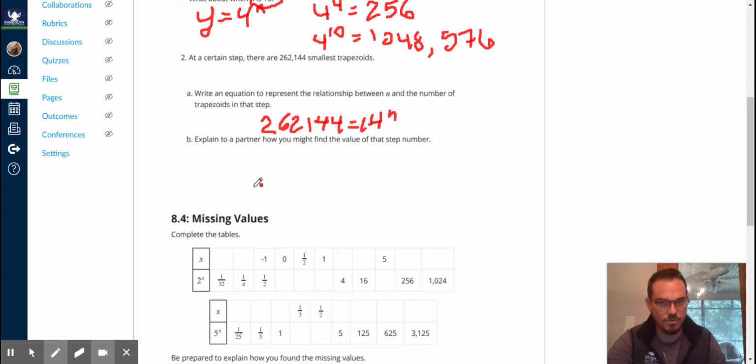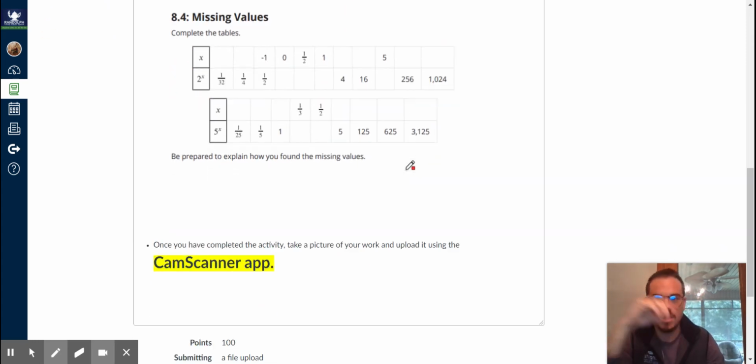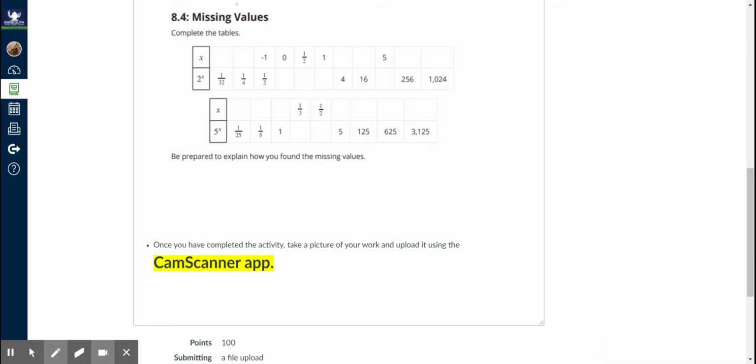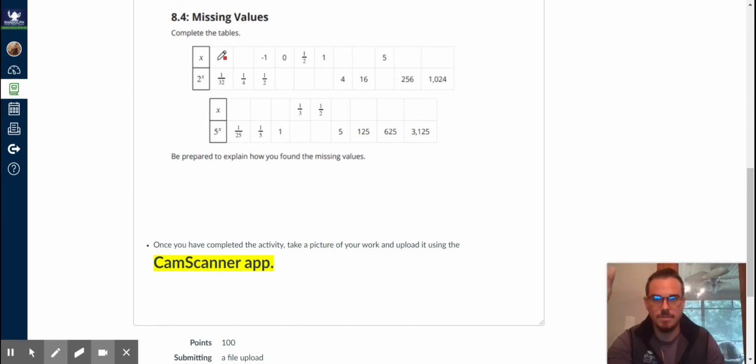You don't have to write that in for this blank, but there's a way to undo n, and it's called logarithms, and we'll learn it in a little bit. Let's look at 8.4. 8.4 is talking about missing values. So again, missing values here, and we're going to create this table. Complete the table here.